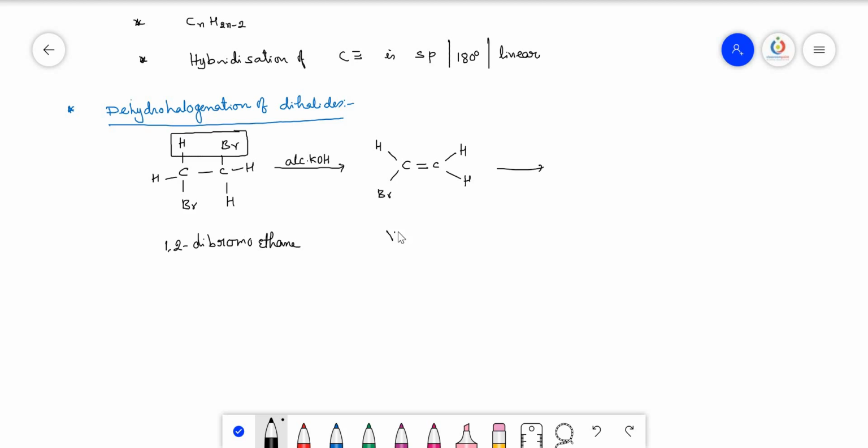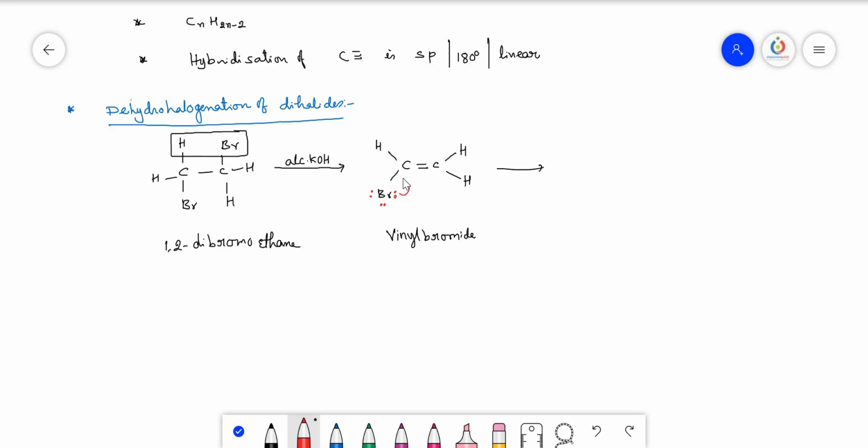This is called vinyl bromide, and this is not the alkyne, it is an alkene part with halogen. Now to get the alkyne, you need to remove one more hydrogen and bromine, so that one more bond will come between these two carbon atoms. And for that purpose, we cannot use the alcoholic KOH. Why? Because the strength of the alcoholic KOH is not enough to remove the hydrogen and halogen from the unsaturated compound. The reason is, bromine is having the lone pair of electrons.